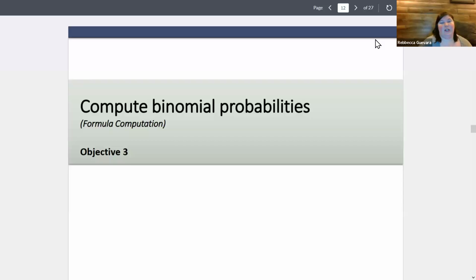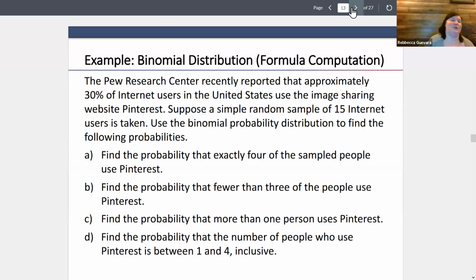So we're going to start working on computing these probabilities. We're going to look at the formal computation, and then we're going to actually look at doing this with a TI-84 to make this go a little faster.